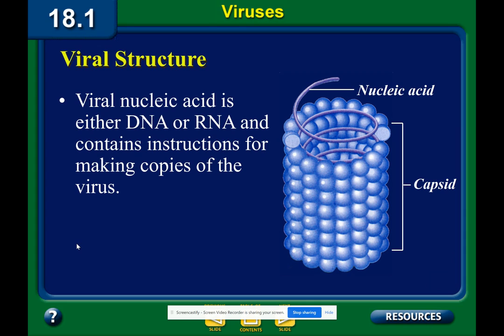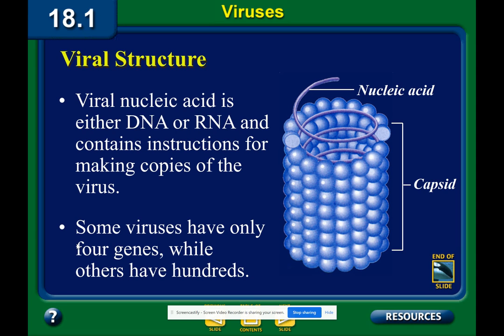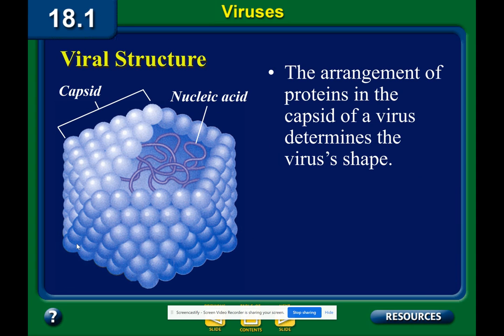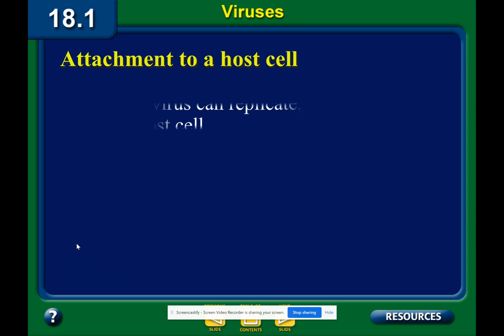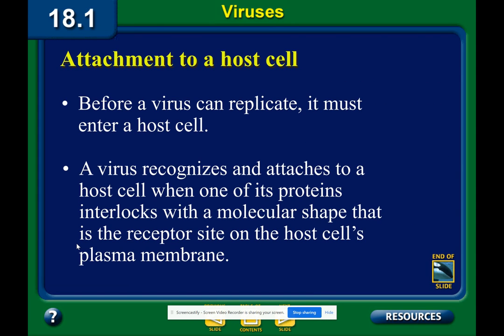Here's another virus. Viruses come in all shapes and sizes. I mean, they're all small, but they come in different shapes depending on how the capsid is put together. But the capsid is always going to be protecting that nucleic acid. The arrangement of proteins in the capsid of a virus determines the virus's shape. Just talked about that. Here's where it kind of gets interesting, I think. We just talked about how a virus, before it can replicate, must enter a host cell. So this is where it has to attach, okay?